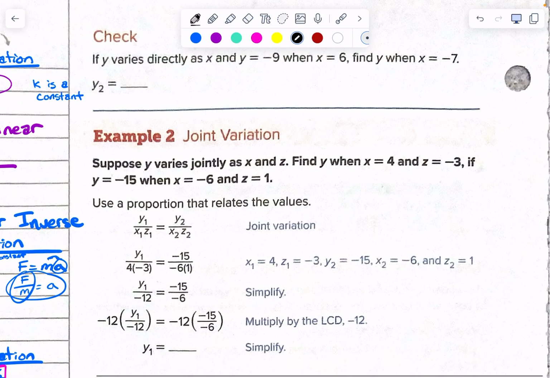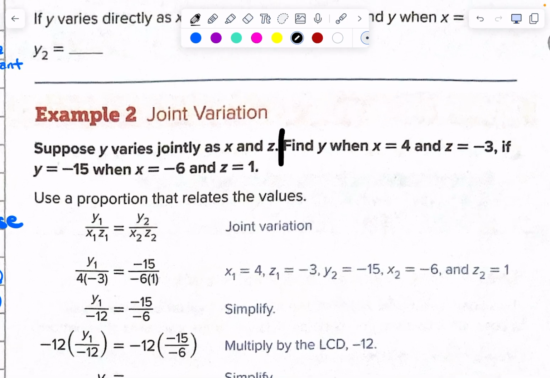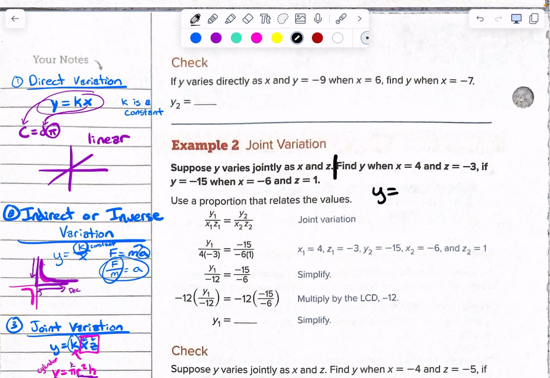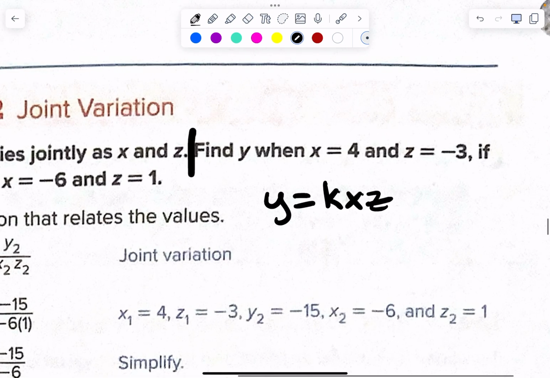Okay? All right, example 2 is a little bit harder just because they give it to you in the wrong order. All right, here we go. Suppose y varies jointly as x and z. And sometimes they will call them different things, so you have to be careful. Y varies jointly as x and z. So my first step, y equals kxz. That's the thing that I'm dealing with. If it said y varies jointly as w and v, I would change x and z to be w and v, whatever, right? That's my first equation.